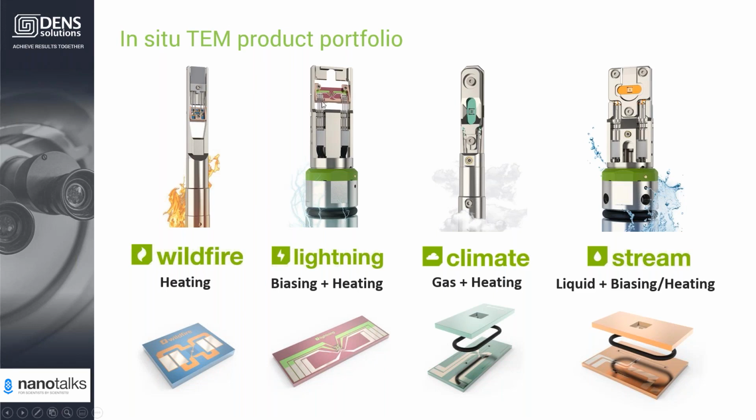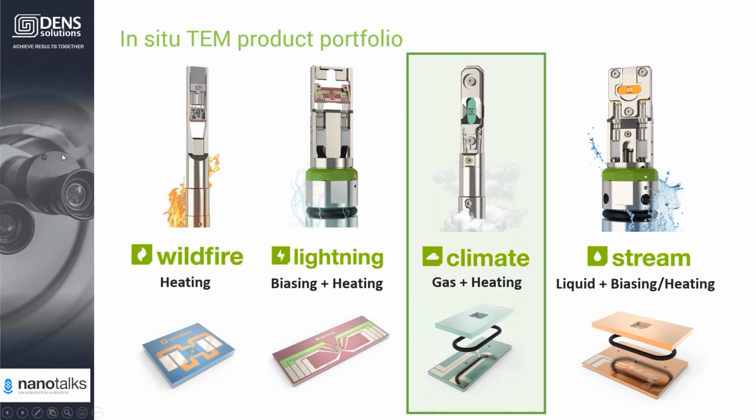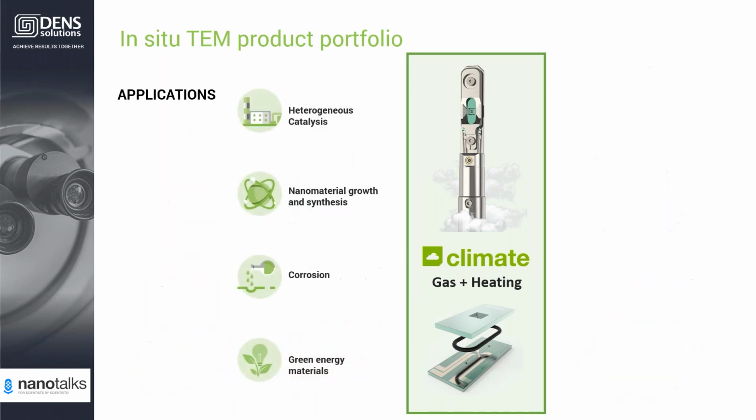And then more recently, in the last 1.5 years, we upgraded our older liquid system to Stream, which is the In Situ TEM system for liquid with biasing or heating. So four systems in our product portfolio, but today we will focus only on Climate, In Situ TEM gas and heating. Climate has 4 main applications.